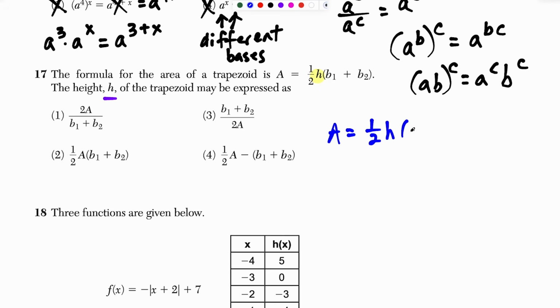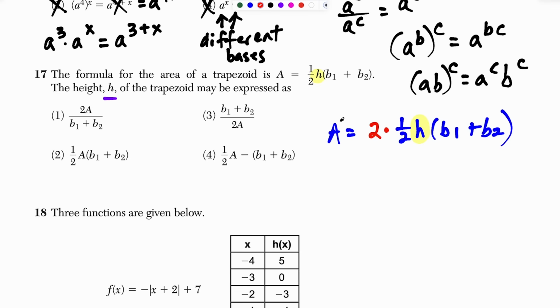So when we have this to start, I just think about what would be the easiest piece to move if my goal is to solve for, in this case, h. Well, one thing we could do right away is we can multiply both sides by 2. Multiplying both sides by 2 would get the 1/2 to cancel out.